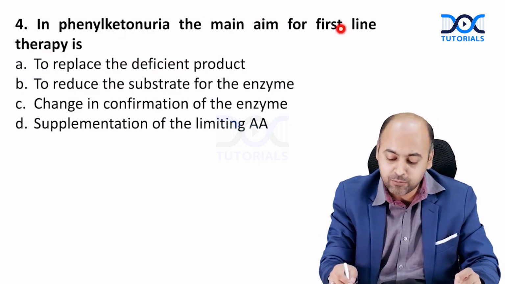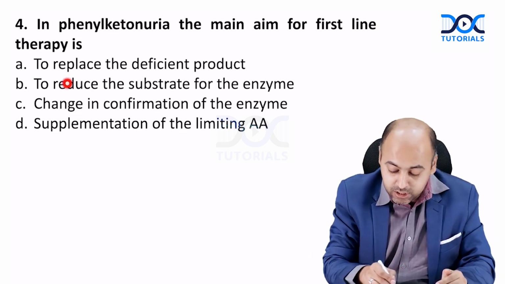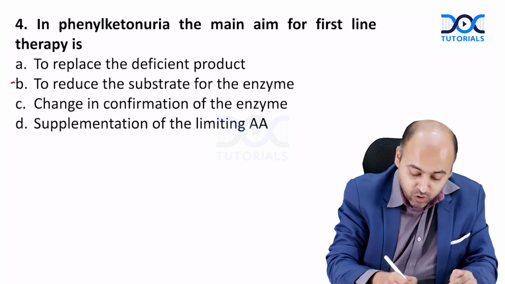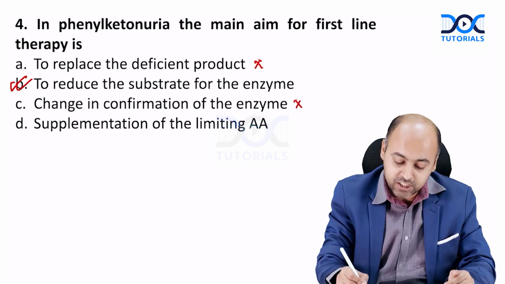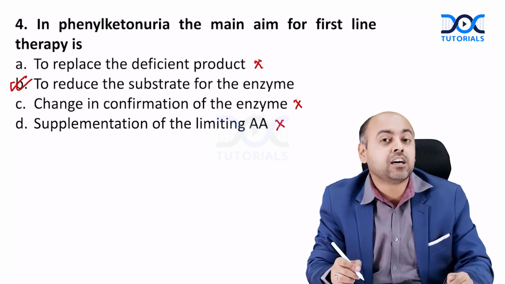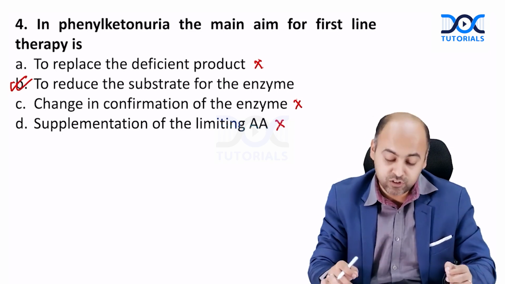In PKU, the main aim of first line therapy is decrease intake of phenylalanine. We are reducing the substrate for the enzyme of the alternate pathway. We are not replacing the deficient product. We are not changing the enzyme. We are not supplementing the limiting amino acids. Okay, we are reducing the substrate for the enzyme of the alternate pathway.